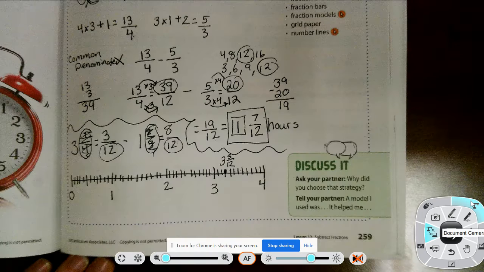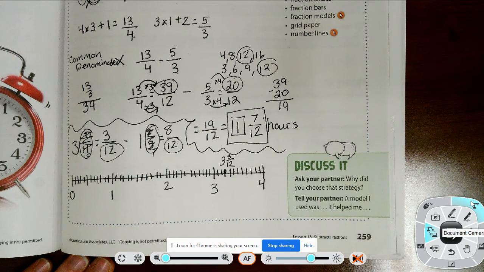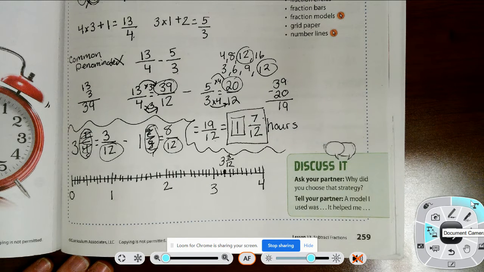Okay, we're back. So I have 3 and 3/12. All right, and then the other one is 1 and 8/12. So I need to take one whole and 8/12 away. Or I can count the difference in between them.